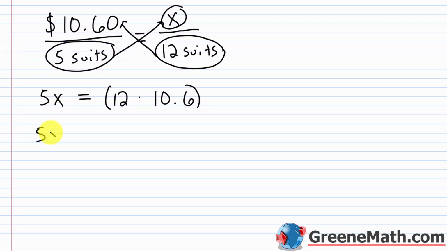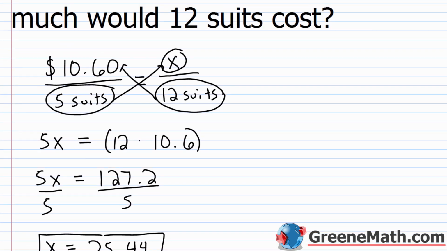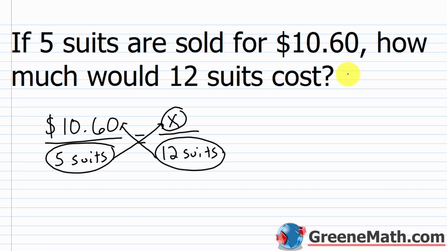All right, so let's figure out what this is. So we have 5x is equal to 12 times 10.6 is 127.2. Now, if I divide both sides of the equation by 5, I'll have x is equal to 25.44. So remember, x was the cost for 12 suits. Right? x was the cost for 12 suits. So let me erase everything. We're just going to write up here, it would cost $25.44 for 12 suits.